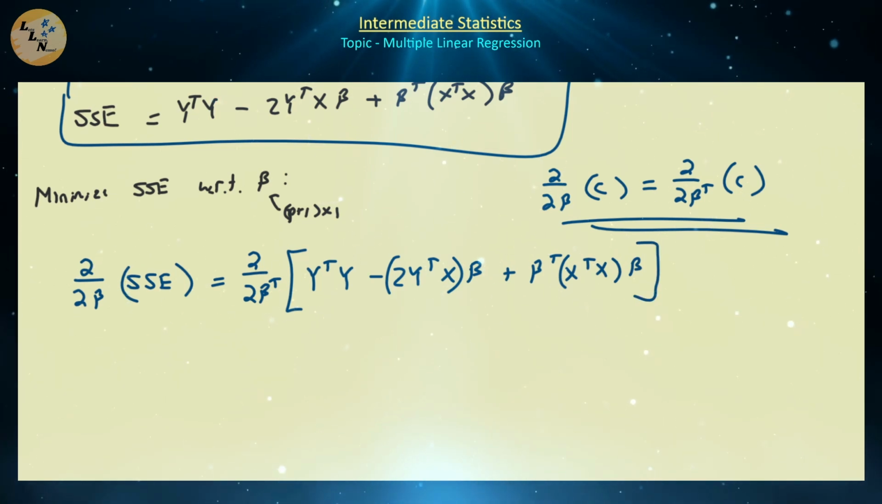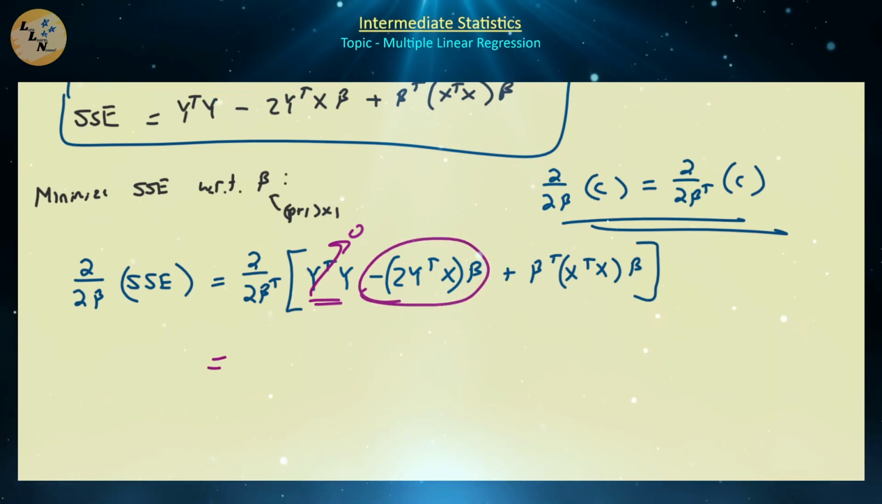Notice that this first term does not have any betas in it. That's just our response vector, so it differentiates to 0. Then we take the derivative of the next term, which is almost like a times beta. And when we take the derivative of a linear term with respect to a vector, we're going to be transposing the term in front.